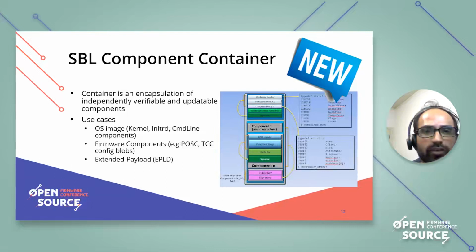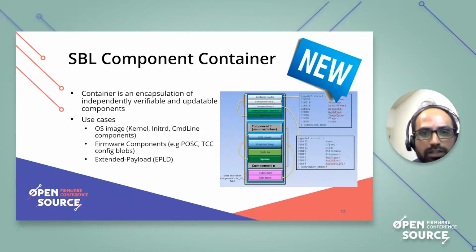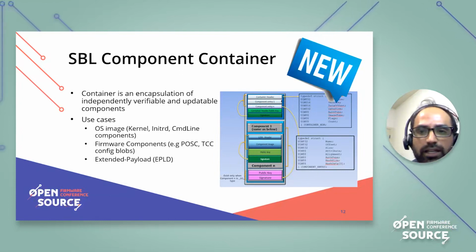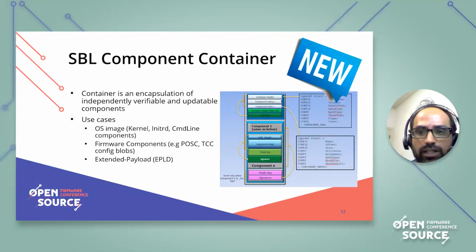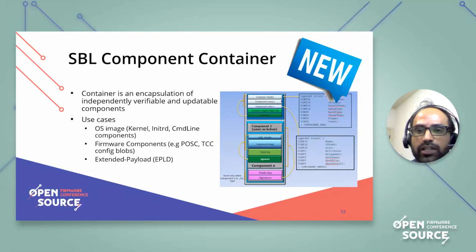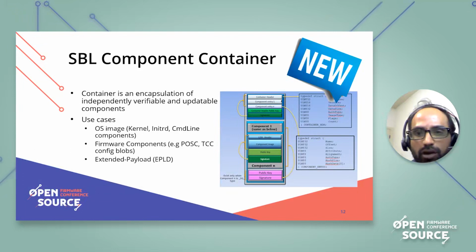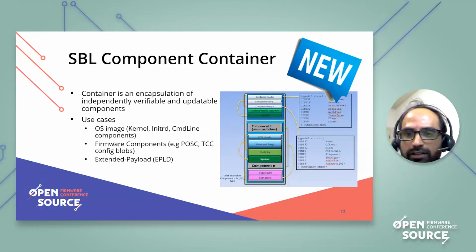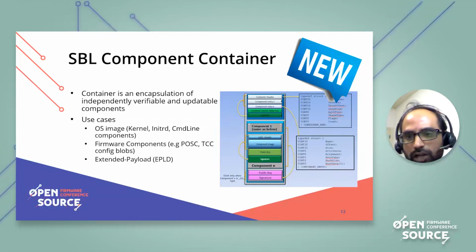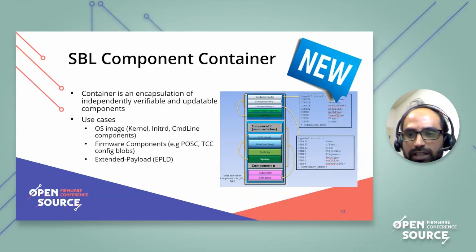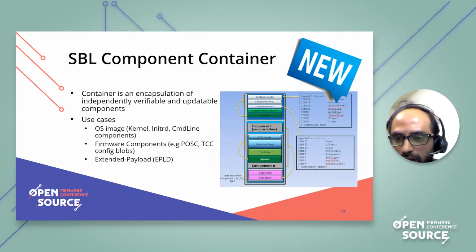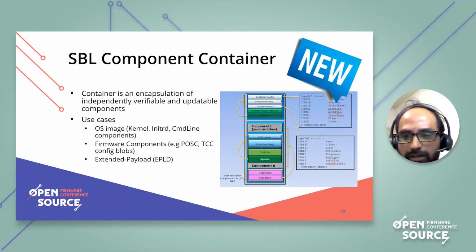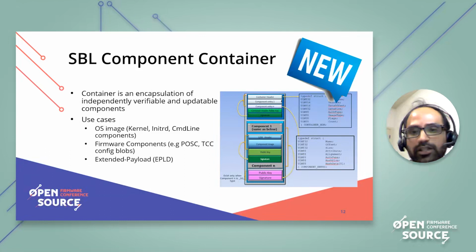Now, we have spoken a little about how the firmware update process is done using the SBL component container. Basically, a container has been designed keeping in mind an encapsulation of independently updatable and verifiable components. So if you can see the picture on the right side, there is a container header and offsets to each component, and there is a container header public key and signature. And the components themselves have a header, like a decompression header, and the component image, the payload itself, and the public key and the signature.